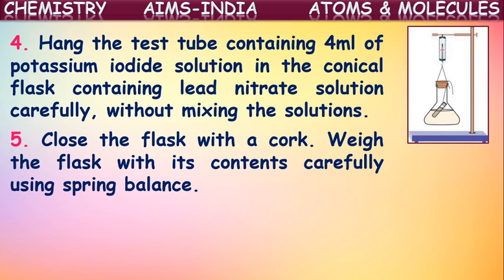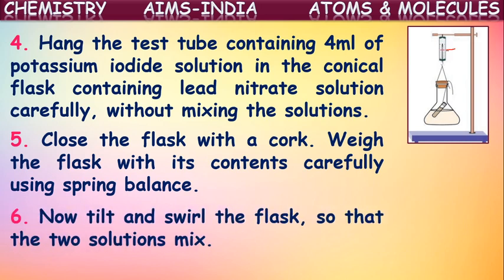Now carefully we have to weigh this total equipment by using a spring balance. This total flask weight we have to measure now using a spring balance. So now we are going to note this. So what have we done? Lead nitrate solution is taken into the conical flask and around 4 ml of potassium iodide solution is taken into the test tube. This is hung into the lead nitrate solution by using a thread, and it is closed with a rubber cork. Now we are measuring the weight of this total equipment by using a spring balance.